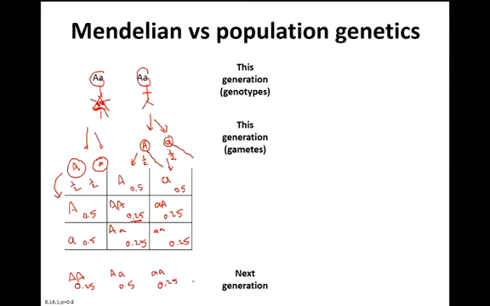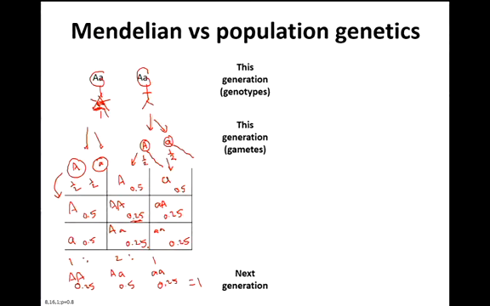Okay, so this is the standard 1:2:1 Mendelian ratio you normally see. Now, when you think about populations again, you're not thinking about just two individuals anymore. You're thinking about 1,000 or a million individuals. And so you can't just think about a little sperm and a little egg coming from two individuals. You have to think about a whole population.